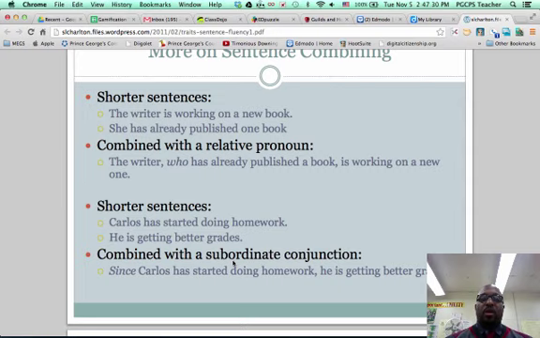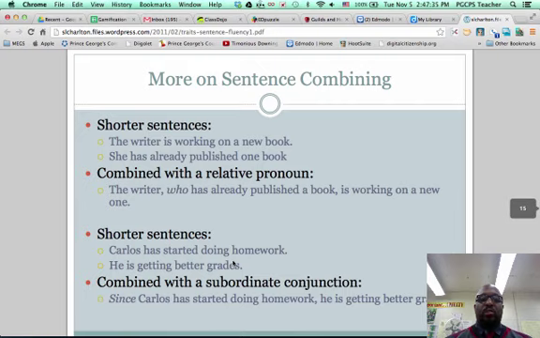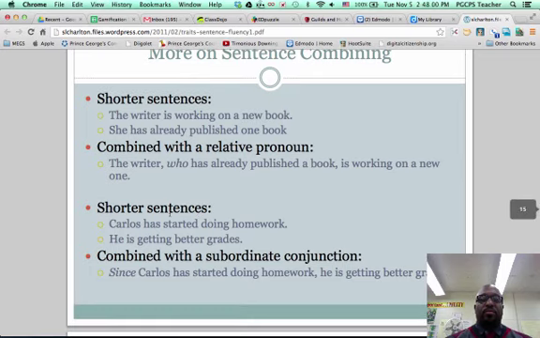So same thing here. You want to make sure that when you're taking shorter sentences, and here are some examples here, you want to combine them with a relative pronoun. So for example, the writer is working on a new book. She has already published one book. The writer who has already published a book is working on a new one. So we're taking the relative pronoun who and putting it in the middle of the two ideas to combine it into one sentence.